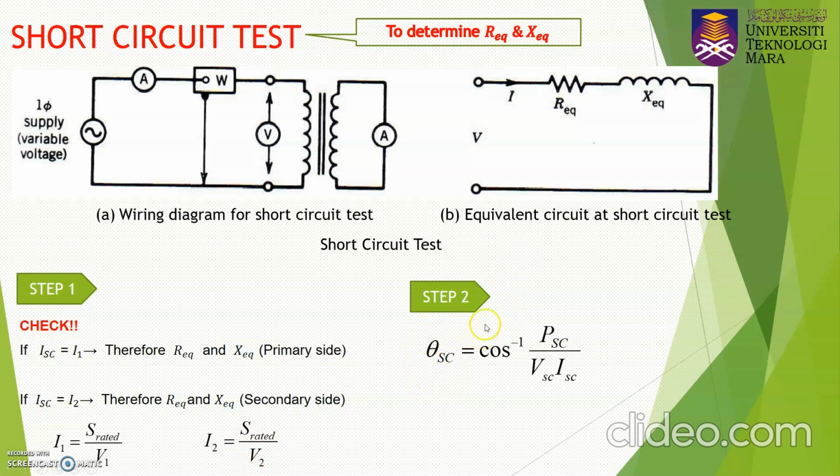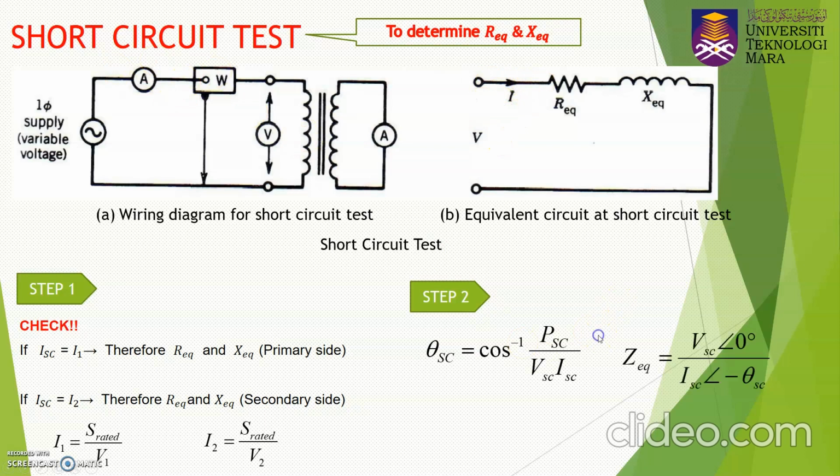By using the formula P equal to IV cos theta, you can find the value of theta for the short circuit. The power of the short circuit is coming from the reading of your wattmeter. It's given in the question. And then the voltage for short circuit is equal to this, which is the reading from your voltmeter. And then the I short circuit is given by this, which is the reading from your ammeter.